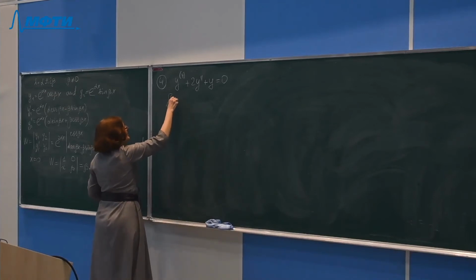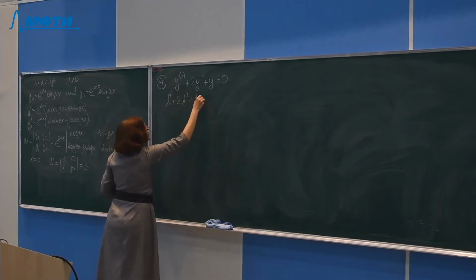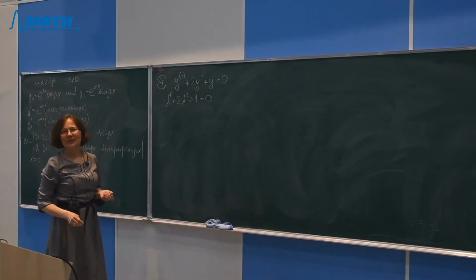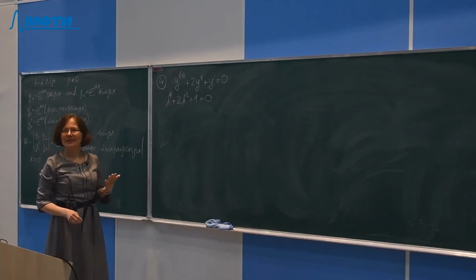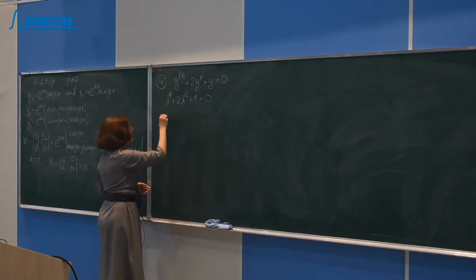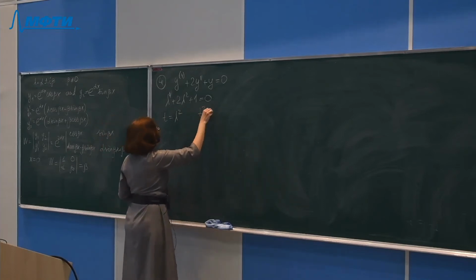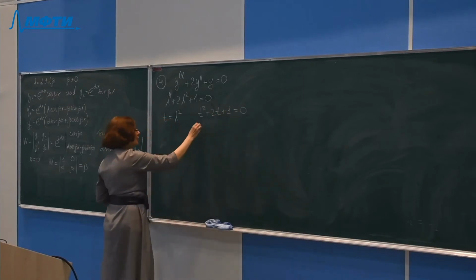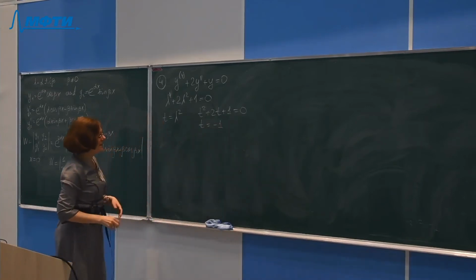So it's lambda to the 4th plus 2 lambda squared plus 1 equals 0. How to solve this equation? I suggest to use the change of variables. I hope that it will work. So let t be equal to lambda squared. Then we have the equation t squared plus 2t plus 1 equals 0, from which we have t equals negative 1, and this is a multiple root.